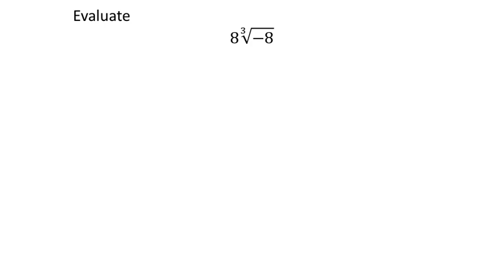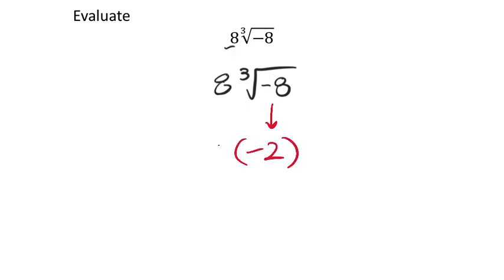All right, it says evaluate. I'm just going to simplify it. It's a cube root. So right now, just ignore the 8. Don't even worry about it. Just look at the cube root. You've got to be careful on this. Some students say it's 8 to the power of 3 times the square root of negative 8. No, this is 8 times the cube root of negative 8. So just look at the cube root of negative 8. What times itself 3 times is negative 8? This would be negative 2. Now we need that 8 in the front, so I would have 8 times negative 2, which is negative 16.